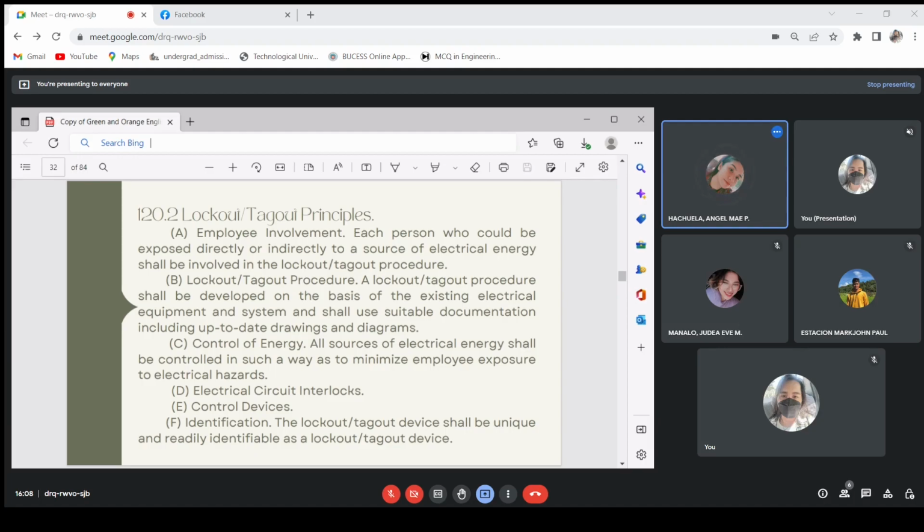Letter E is control devices. Lock and tags shall be installed only on circuit disconnecting means. Control devices such as push buttons or selector switches shall not be used as the primary isolating device. Letter F is the identification. The lockout-tagout device shall be unique and readily identifiable as a lockout-tagout device. Next.